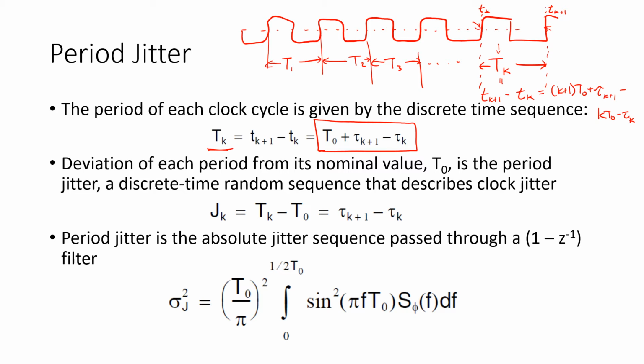Now, clearly, for any decent clock, the sequence of periods tk would be centered around t0, its nominal value. So we're probably, in measuring jitter, only interested in the deviation of the clock periods from their ideal value. So we're going to define jk as just this sequence here. This is the so-called period jitter sequence.